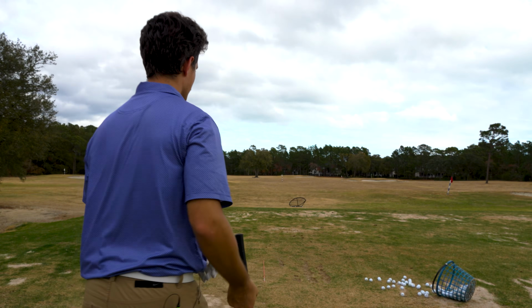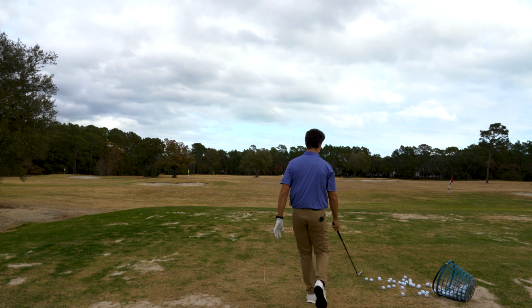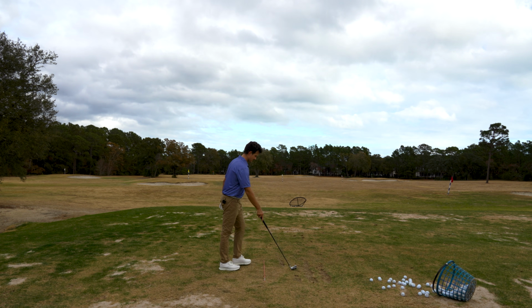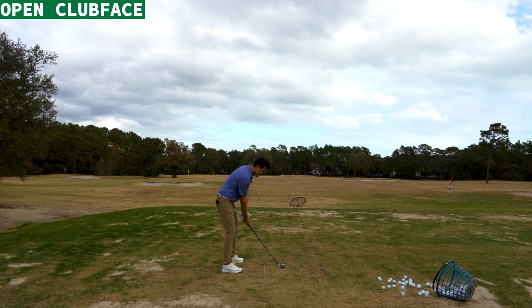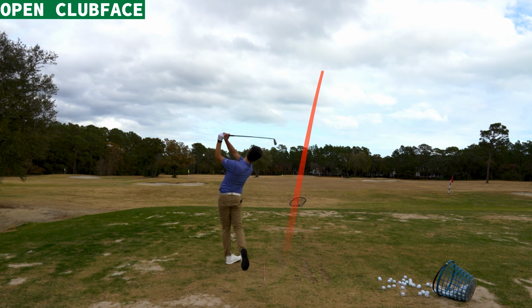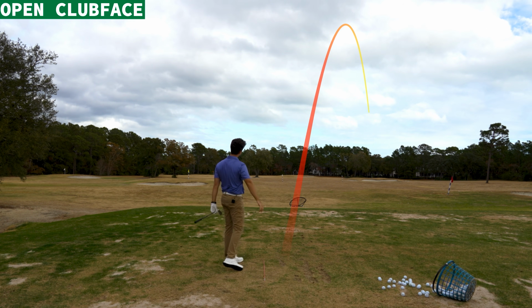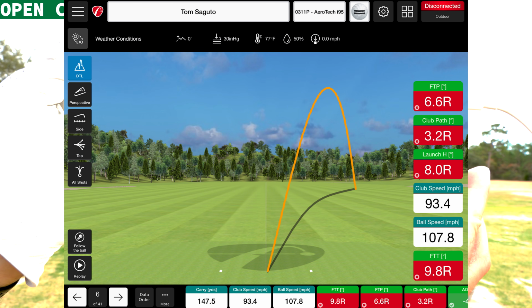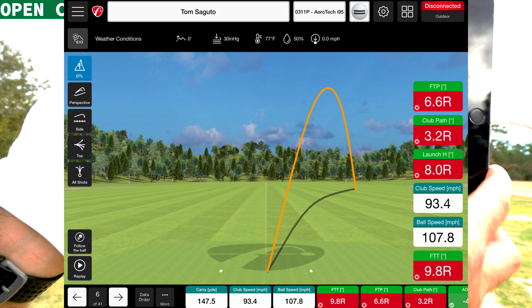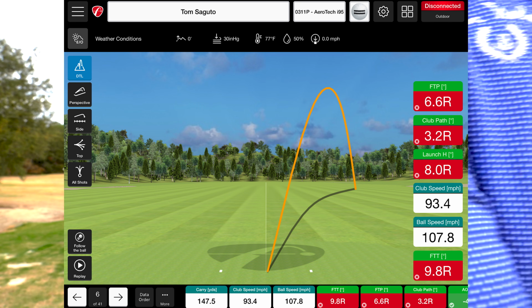We'll do two more swings here. One with the face way to the right, and one with the face closed. So opening the face more, same swing. Face was pointed to the right, ball started to the right. Face 9 degrees to the right, almost 10 degrees to the right, ball starting straight to the right. So this is a straight up push.